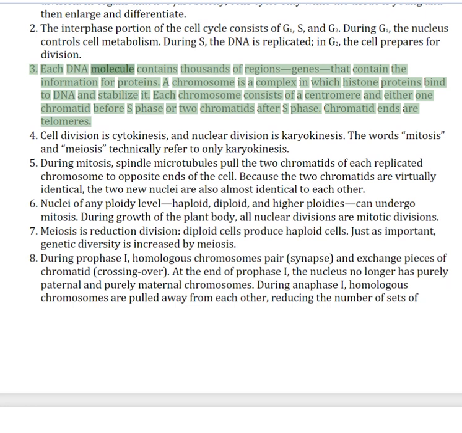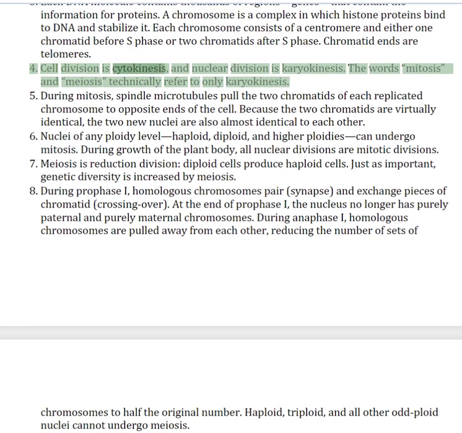3. Each DNA molecule contains thousands of regions, genes, that contain the information for proteins. A chromosome is a complex in which histone proteins bind to DNA and stabilize it. Each chromosome consists of a centromere and either one chromatid before S phase or two chromatids after S phase. Chromatid ends are telomeres. 4. Cell division is cytokinesis, and nuclear division is karyokinesis. The words mitosis and meiosis technically refer to only karyokinesis.